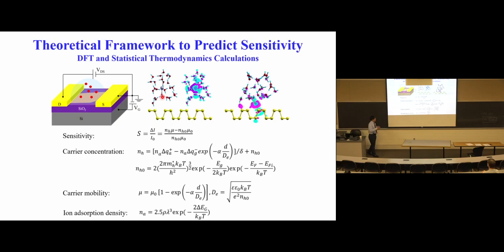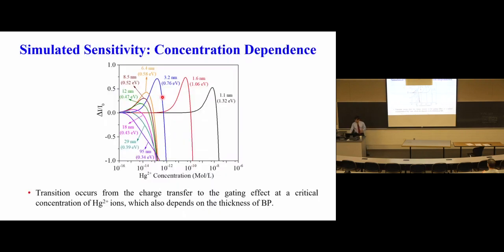So we developed a theoretical framework to understand or predict the sensitivity of this type of device, basically using density functional theory to calculate electronic properties of these BP materials, and then also predicting the absorption process using statistical thermodynamics. Combining them together, you can predict its sensitivity, the relative change in the current or resistance of the device. Fundamentally, it will be linked to the energy band gap or carrier mobility of the semiconductor material. We did calculations of BP in this case with different thicknesses and also different energy band gaps.